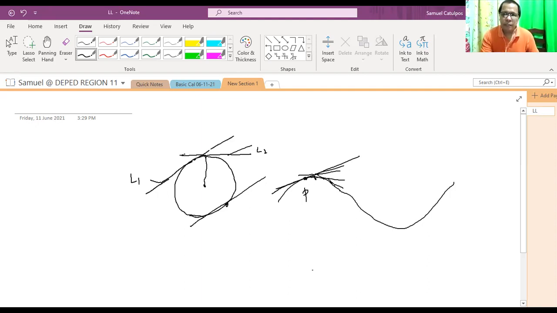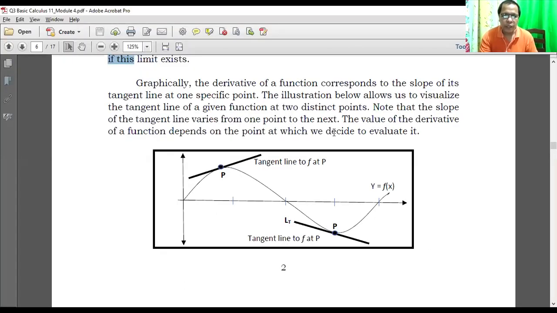Okay, balik ta sa kana. Let's go back to your module. Okay, so sa inyong module, kung makita ninyo, naa siya sample dire. This P here has a tangent line, and this P here also has another tangent line.